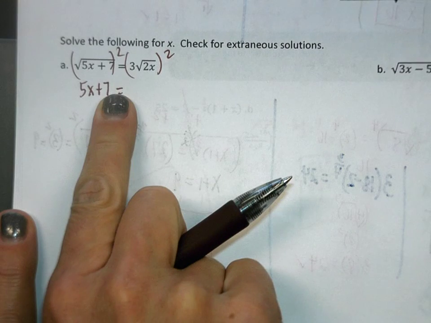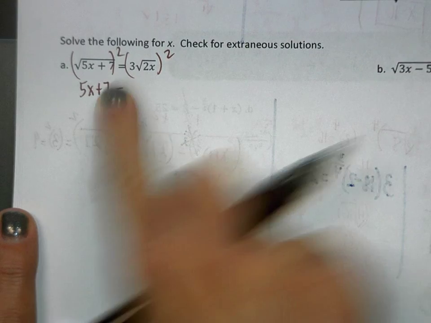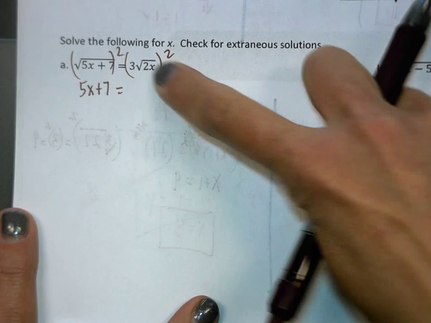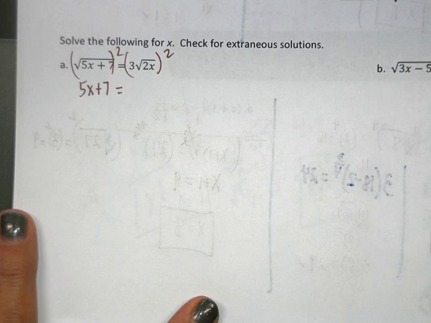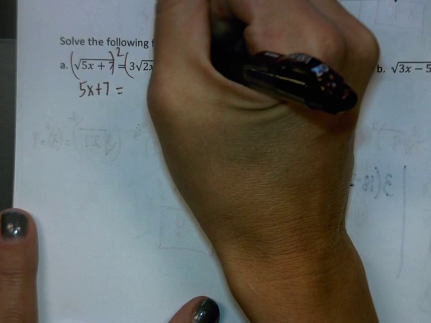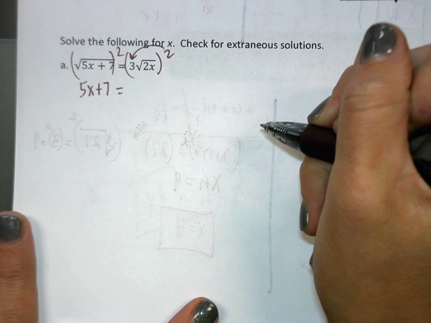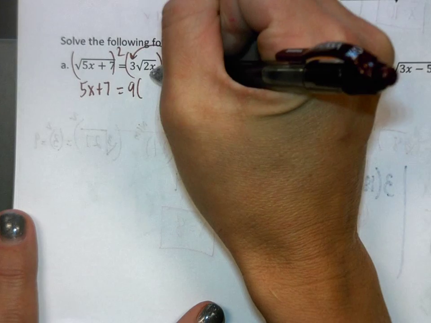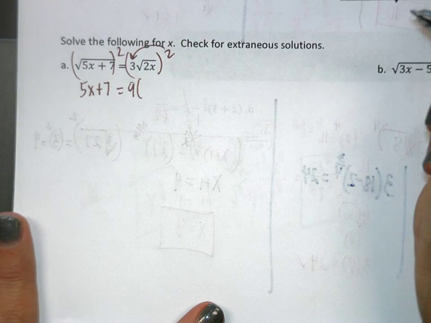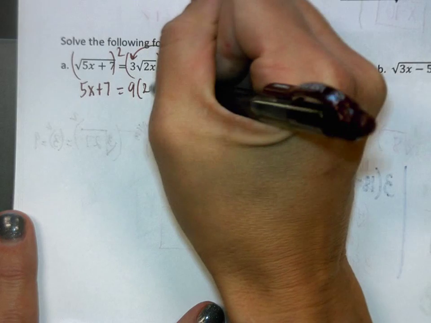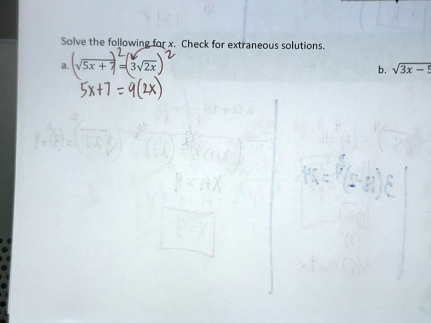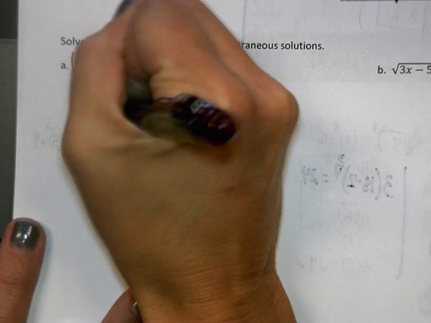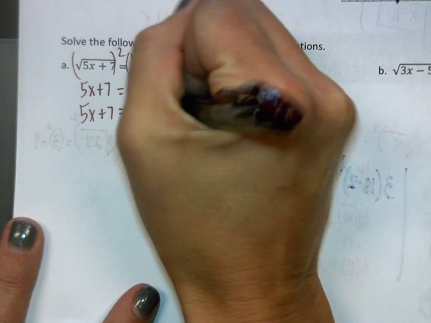When I square this square root, it becomes 5x plus 7. Do we agree? Now when you square over here, do you see how the 3 is not in a square root? So what do I have to do to that 3? I have to square it, and 3 squared is 9. And when I square the square root, that just becomes 2x. Because those are right next to each other, we multiply them together, and so I have 5x plus 7 equals 18x.